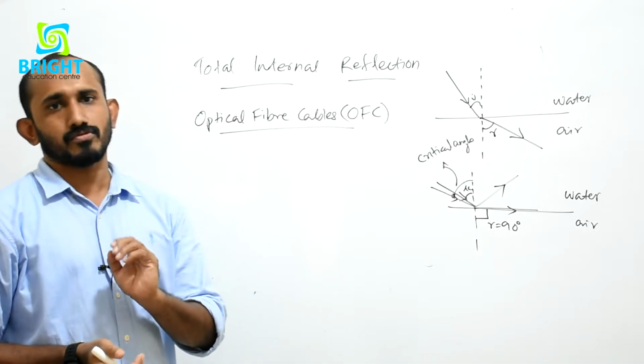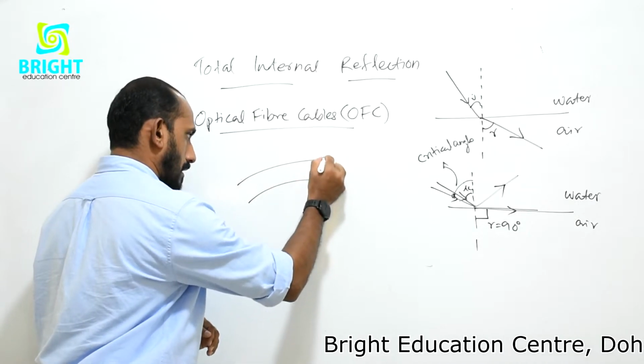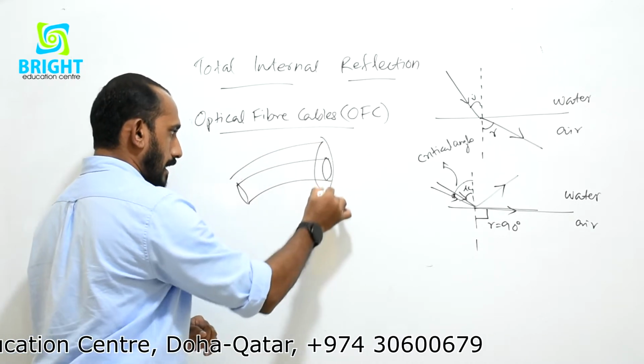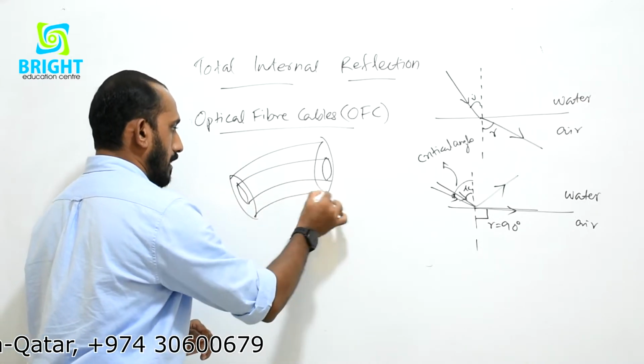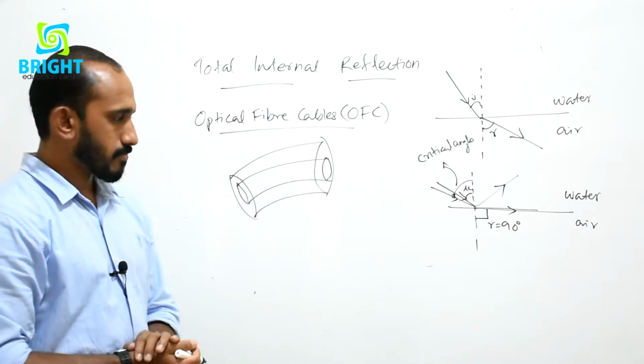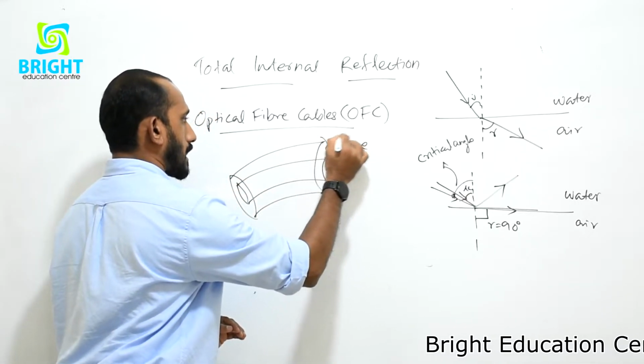There are two parts of this material. One is the core material. It will be a denser medium, and it is covered with a rarer material, one with a refractive index less than that of the glass. So this is the core and this is called cladding.